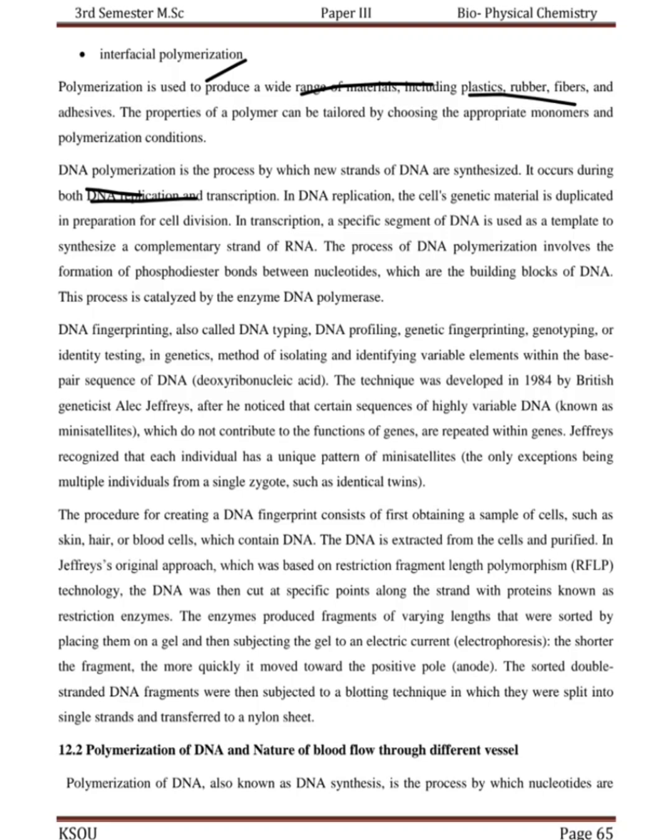So coming to the next topic, the polymerization of DNA and nature of blood flow through different vessels. So how does the polymerization of DNA take place? Polymerization of DNA is also known as DNA synthesis. Synthesis of DNA is nothing but the addition of small molecules to form a bigger or large molecule.